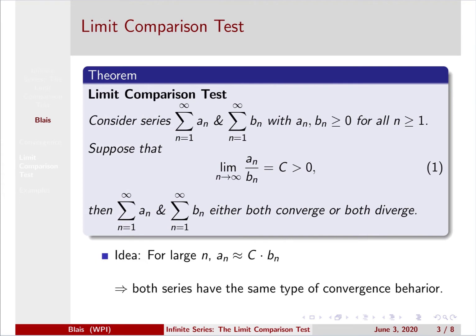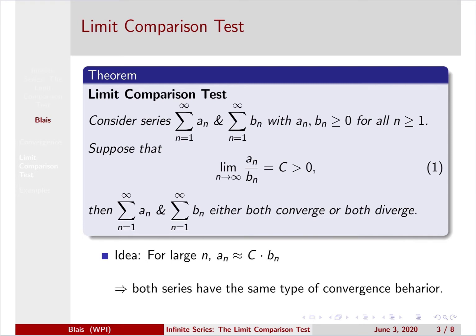So every convergence test we study is trying to answer this question for a given series. The limit comparison test is such a test. Suppose you have two series, the sum of a sub n's and the sum of b sub n's. Both are series of non-negative terms for n greater than or equal to 1. And suppose further that the limit as n goes to infinity of the ratio of a sub n to b sub n is equal to some positive constant c. Then the two series exhibit the same type of behavior together. They either both converge or they both diverge.